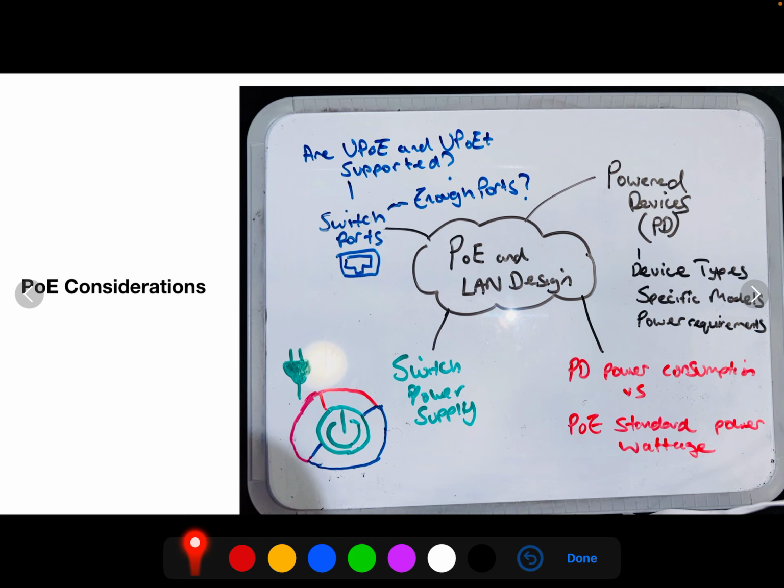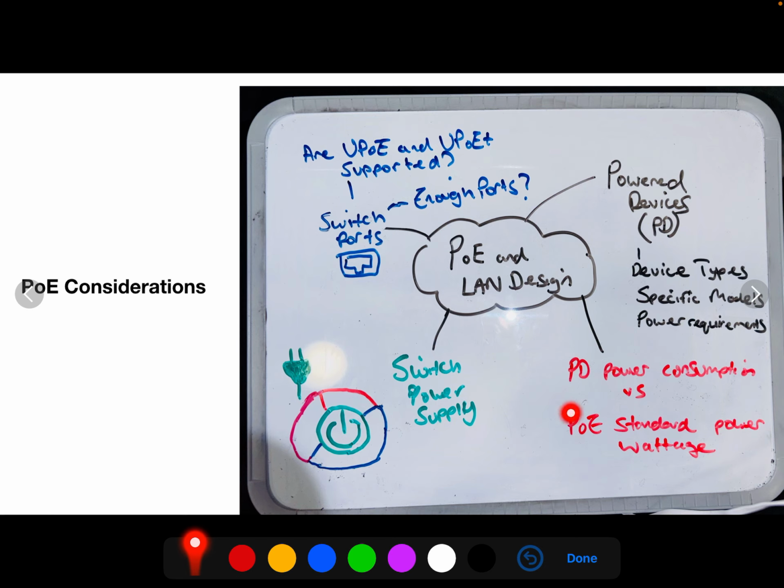So firstly, we need to think about the switch power supply. Is our switch capable of not only powering itself but providing power to all those devices? It has its own responsibility to power itself, but now it needs to provide power to maybe 10, 20, 30, 40 voice over IP phones. We've got end devices. Is there enough power supply?